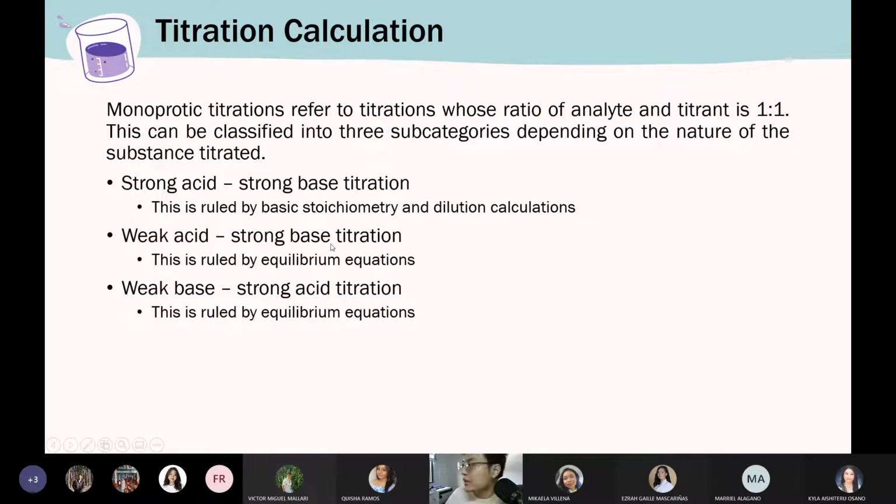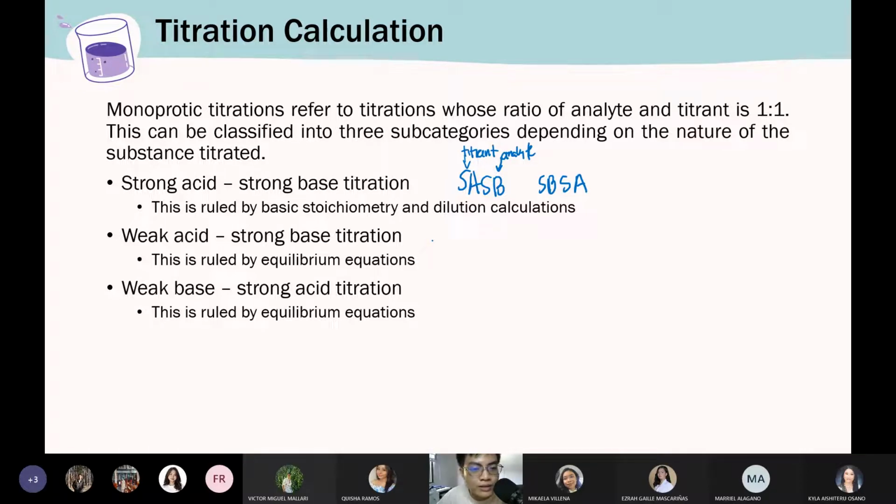Okay? So, just for the simplicity, I'll use abbreviations for this topic. Kapag sinabi naming SASB, pati SBSA, yung mauuna, this is your titrant. Yung susunod, yun yung analyte mo. So, SA meaning strong acid, yung titrant, strong base, yung analyte. So, ganun yung sequence. SBSA meaning strong base, yung titrant, strong acid, yung analyte.